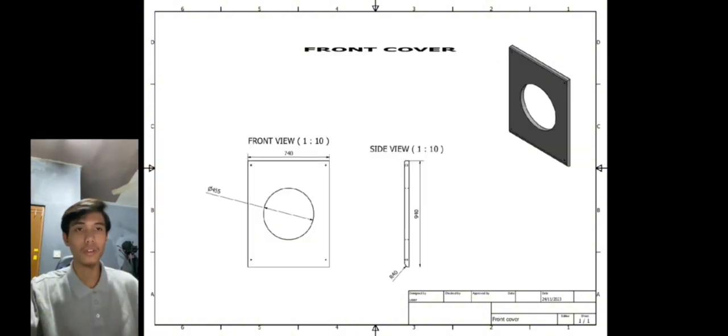The next part is the front cover, which is part number 5. As you can see, the length from side to side is 740 millimeters, the length from back to front is 40 millimeters, and the height is 940 millimeters. The front cover also has a hole with a diameter of 455 millimeters. The function of the front cover is to protect the components inside the machine and also to support the main frame.